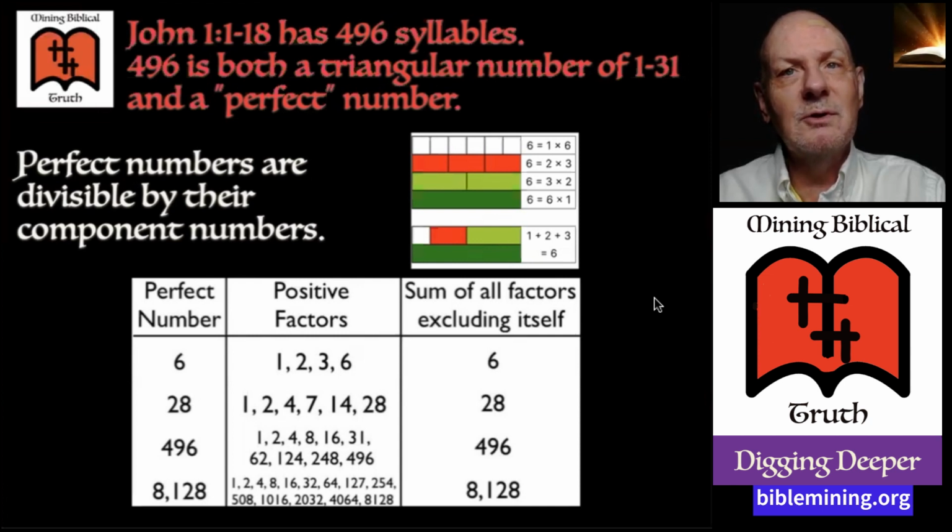Now, there's also a concept called a perfect number. Perfect numbers are divisible by their component numbers. So the perfect numbers shown are like 6, which is divisible by 1, 2, or 3. 28 is divisible by 1, 2, 4, 7, or 14. So among the triangular numbers, only special ones, and in fact, in this series, only 4 numbers between 6 and 8,128 are perfect numbers, 496 being one of them.